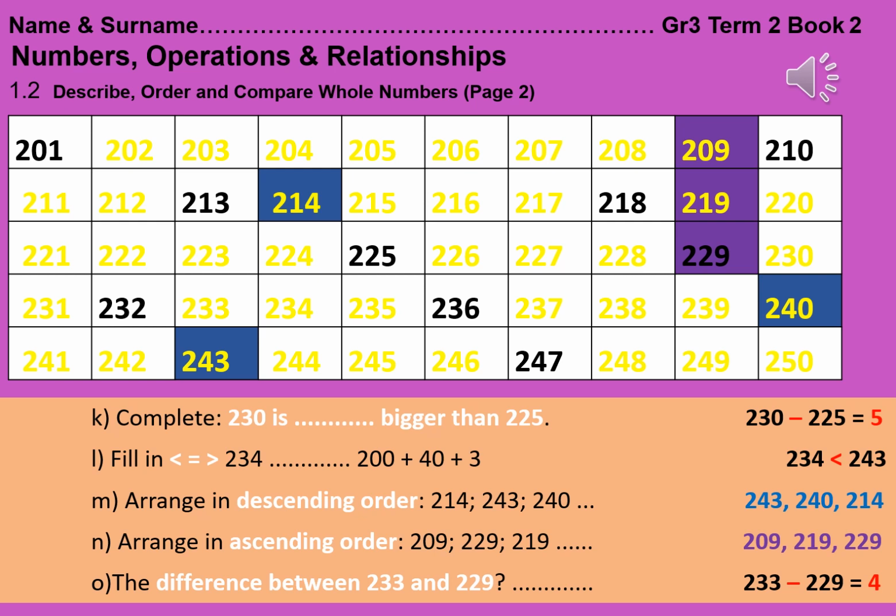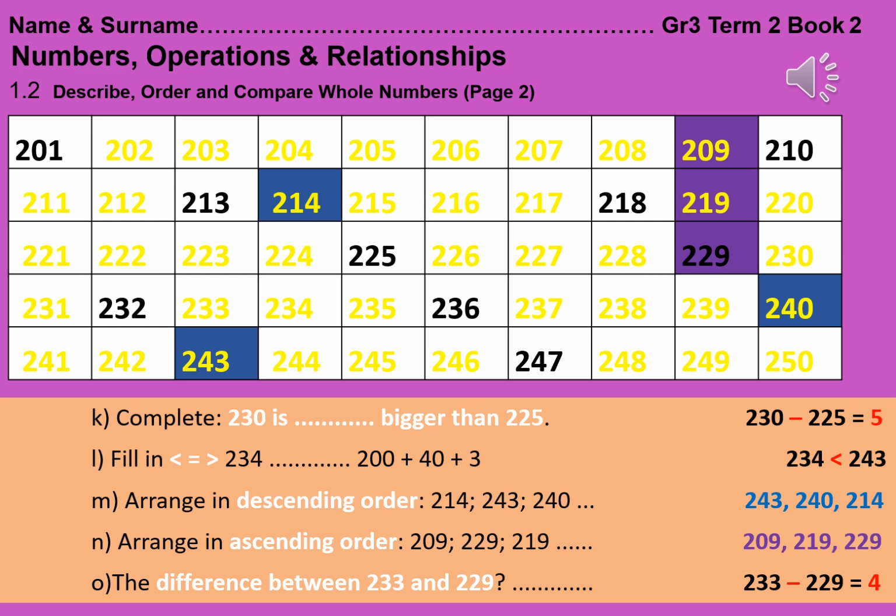Okay, now we're going to do K to O. Using the number chart, complete. 230 is bigger than 225. So we're going to have to minus those two numbers to find out what is the missing number. Put your finger on 230 and you can minus 225 to get your answer. Or put your one finger on 225 and the other finger on 230 and see what is the difference. To get from 225 to 230, what did I have to do? I have to add 5. You could do it either way, minusing or plusing to get to your answer of 5.